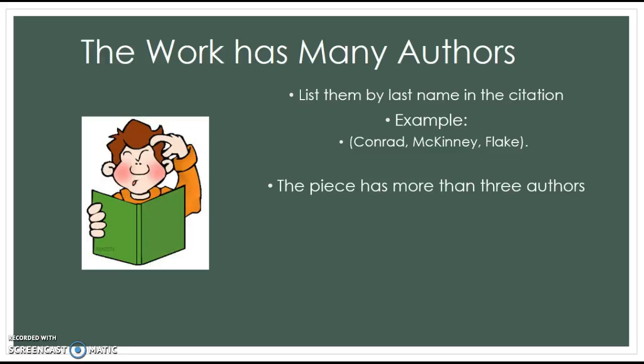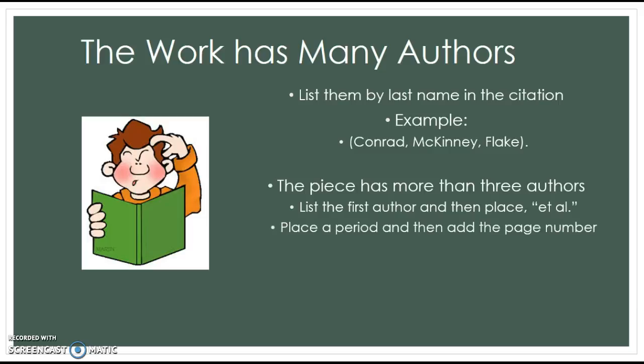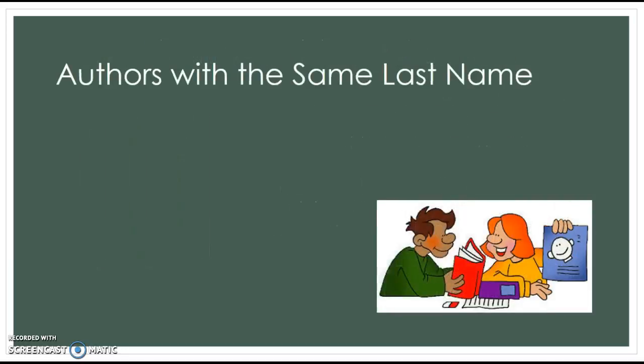Now, if the piece has more than 3 authors, you're going to list the first author and then place et al. followed by a period. This abbreviation simply means others. Before that you'll place a period and then add the page number along with the parentheses. An example of this would be Flake, et al., period, then the page number, which is 234, the parentheses, and then the period following.